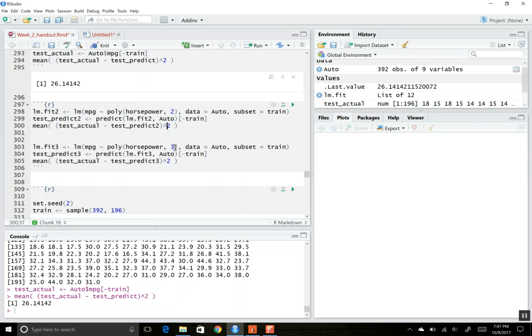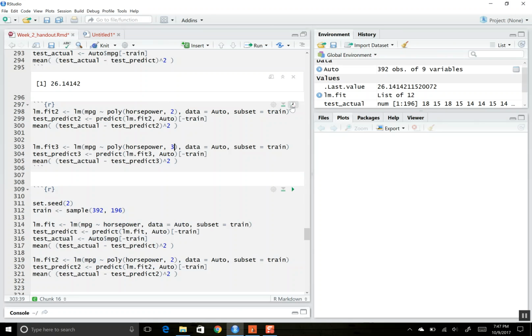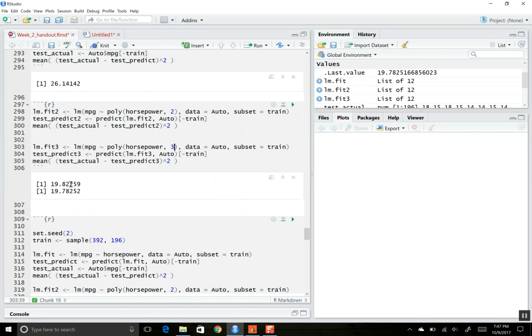Same thing, this time I'm doing a polynomial fit of degree 3. So with a linear fit, my mean squared error between the training and the test data is 26.14. With a quadratic fit, the mean squared error for the validation set is 19.82 and 19.78. So we see a big drop between 26 to 19.8. Not too much of a drop between 19.82 and 19.78.